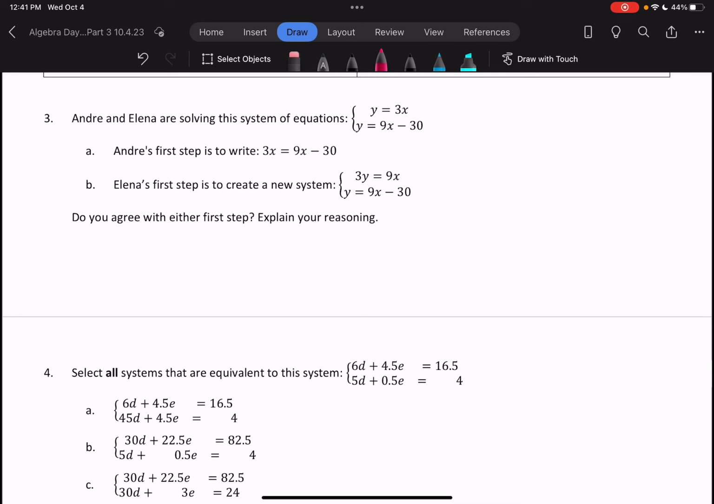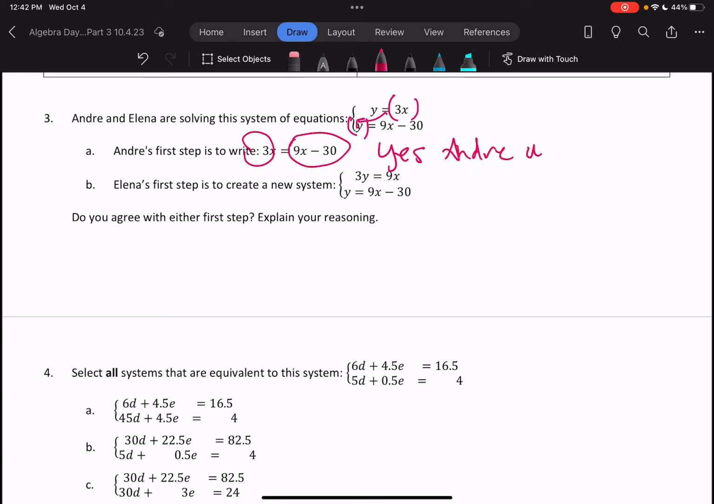Let's try number 3. Andre and Elena are solving this system of equations. Andre's first step is to write 3x equals 9x minus 30. So what Andre did is he said, well, y equals 3x, so I'm going to substitute y in the second equation. So that does work, yes.